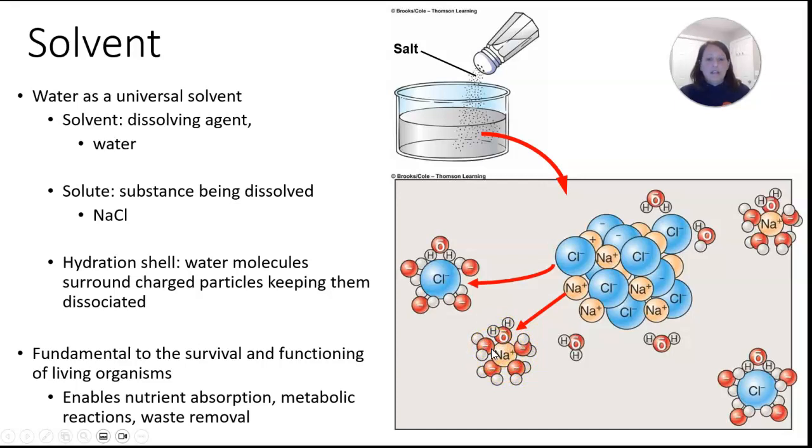Okay, this fact that water can dissolve stuff is essential to the survival and function of living organisms. Again, living organisms are made up of 60 to 70% water. Water is going to be essential for nutrient absorption. It's essential for metabolic reactions that are taking place in the cytoplasm of our cells. It's important and essential for waste removal. Okay, all of these things involve water acting as a solvent.